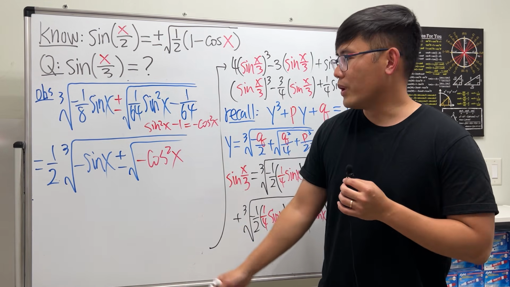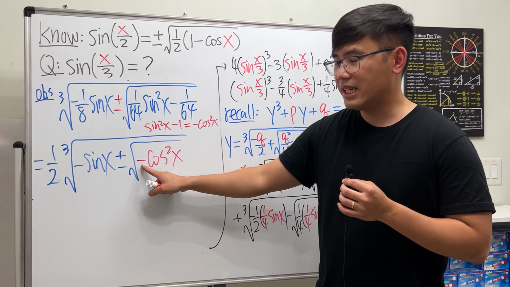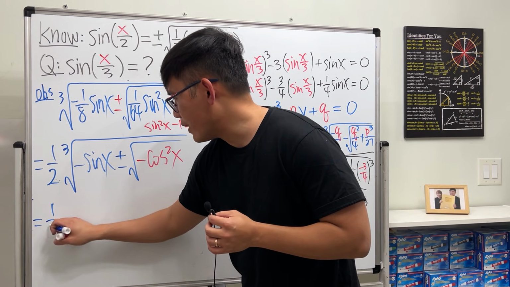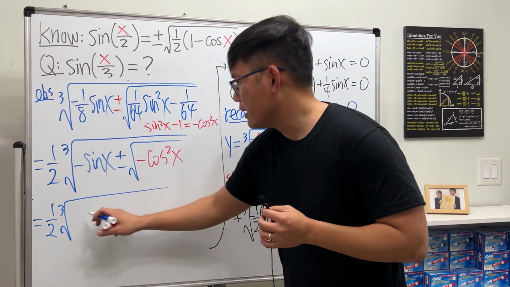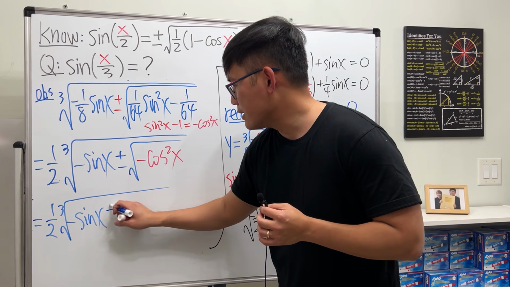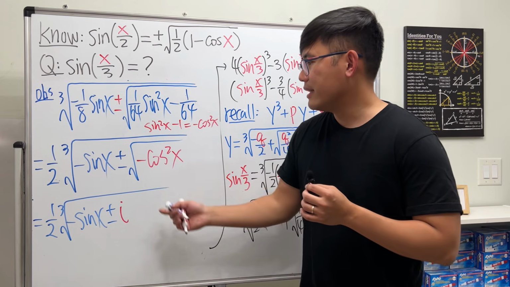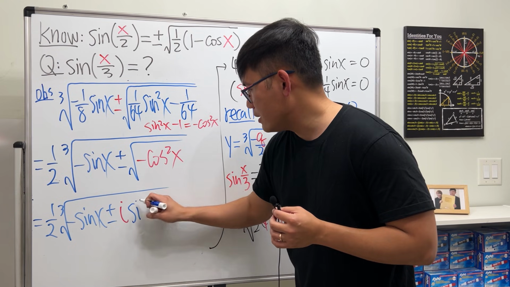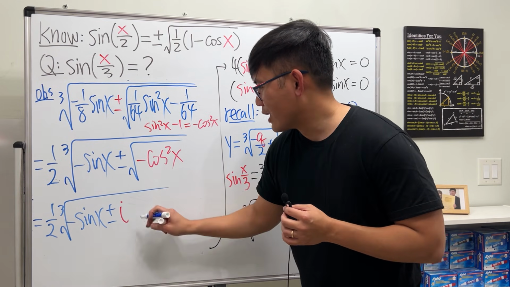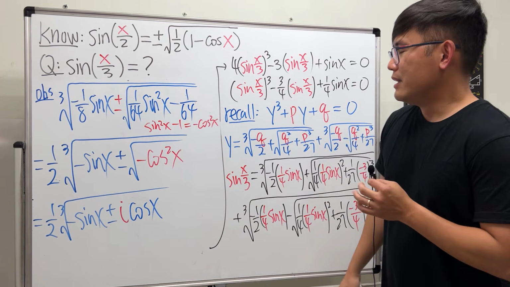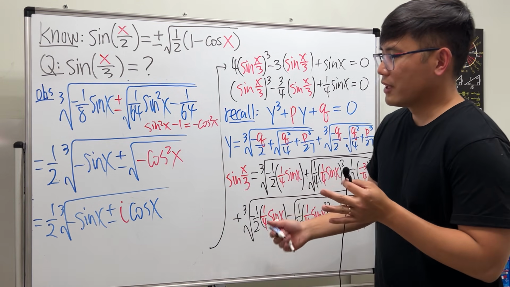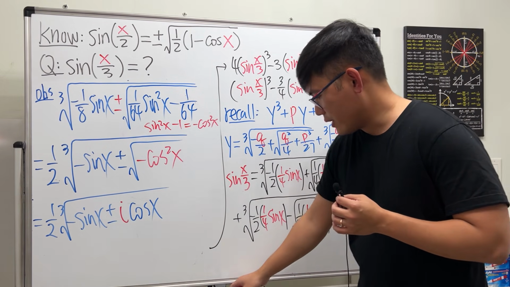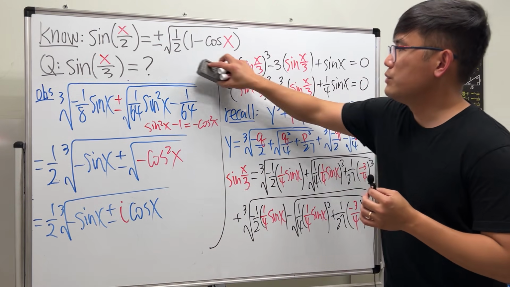What happens? Well, here we have the square root of a negative. We can use the imaginary unit i. So this is equal to 1/2, and we have the cube root of negative sine x plus or minus i, and then here we have the cosine squared in the square root, which can be written as just cosine x. So if you look at the cube root part, it actually simplifies to this. And of course, you now put them together, and now you have the formula for the sine of x over 3.